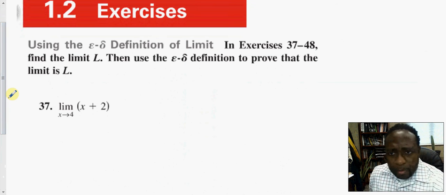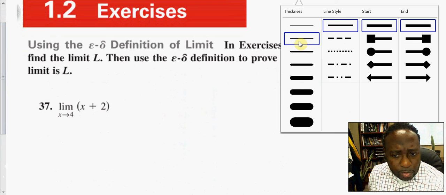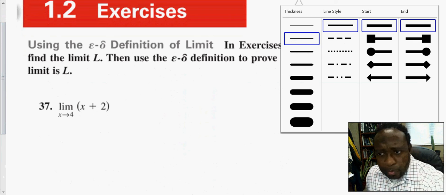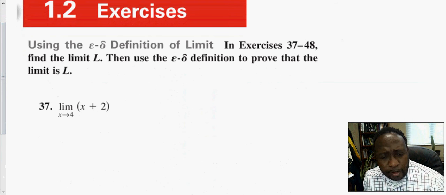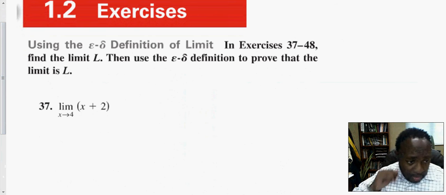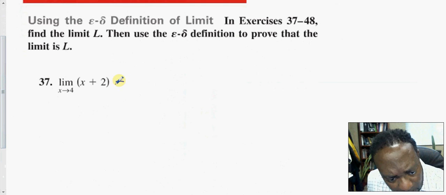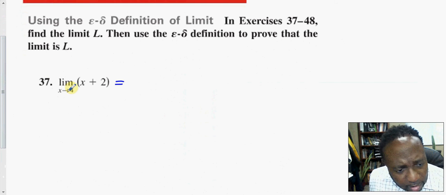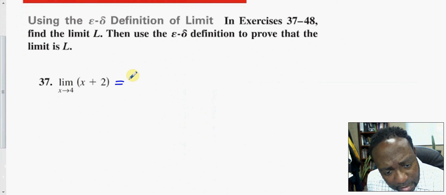Let's take the first problem. We want to find the limit L, then use the epsilon delta definition to prove that the limit is L. So notice here that if you plug in x to be 4, the limit of x plus 2 as x approaches 4 is 6.